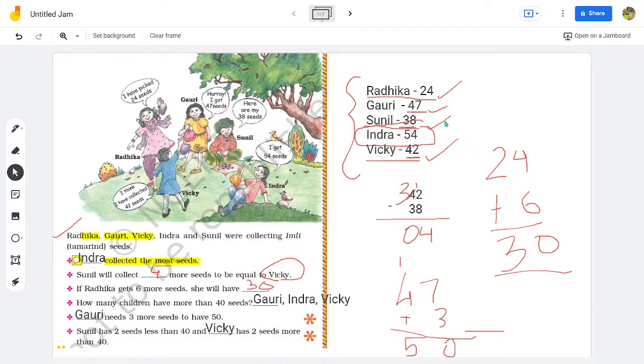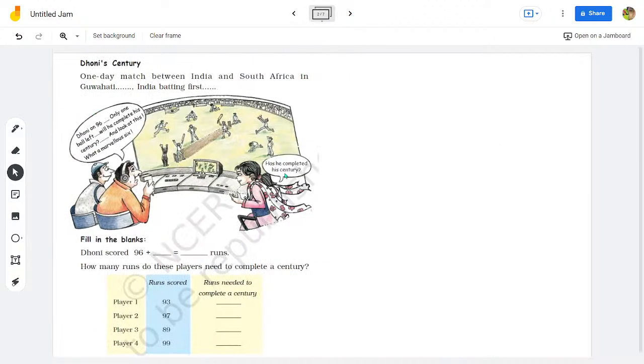Okay, so this was all about the basic counting that we use in our daily lives, and let's move on and see what we have next. Okay, we have another interesting question.